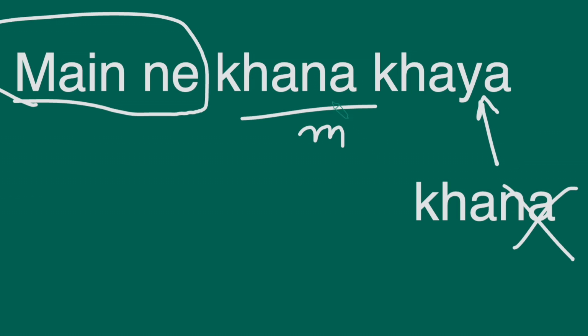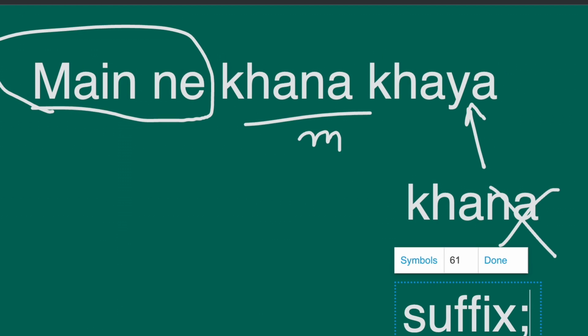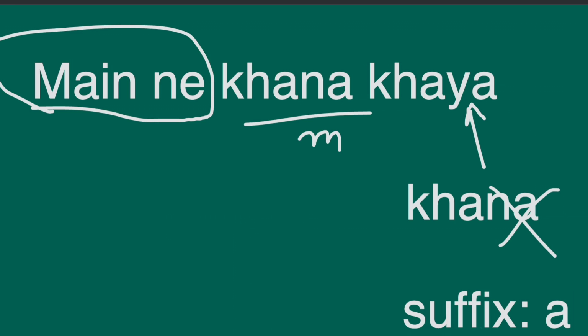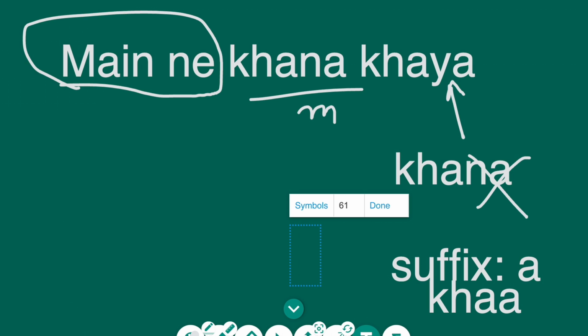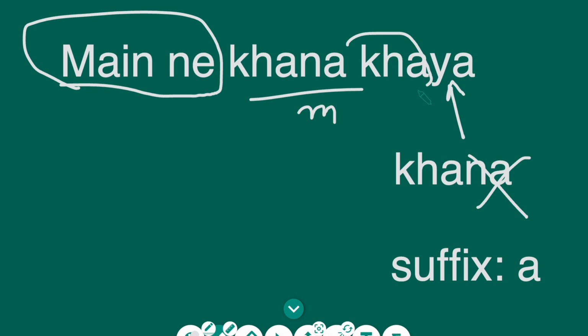So here you can see that the suffix is ya. The suffix is ya because the verbal stem is ending with a vowel. So therefore we cannot put a suffix after it. If you put a suffix like kha, it will not sound nice. So whenever the verbal stem is ending with a vowel, the suffix for masculine objects would be ya. So here I can put ya, khaya, because khana is masculine.